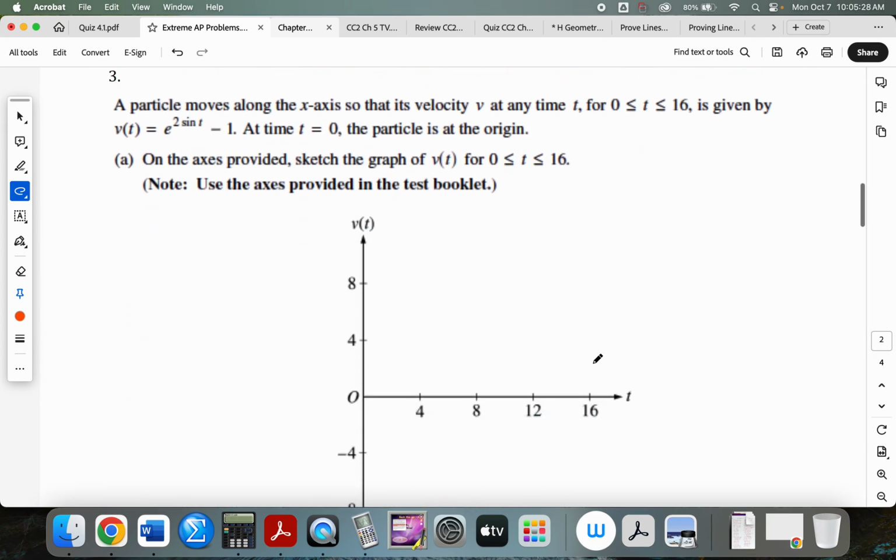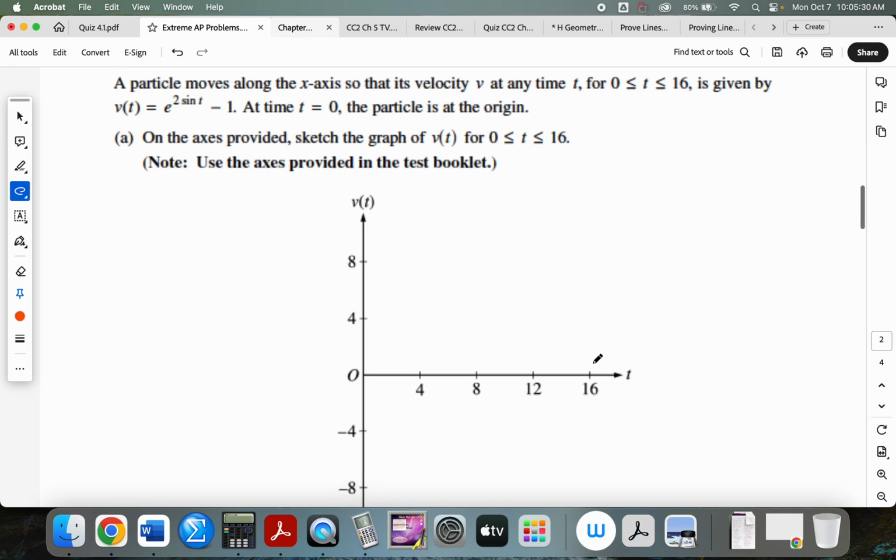All right, let's go on. A particle moves along the x-axis so that its velocity at any time t for t between 0 and 16 is given by this equation. At t is equal to 0, the particle is at the origin. Sketch the graph of the velocity. So this literally was chuck this into your calculator and sketch the graph.